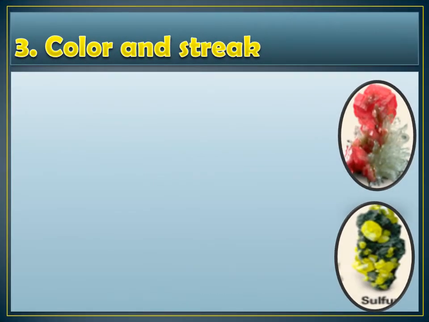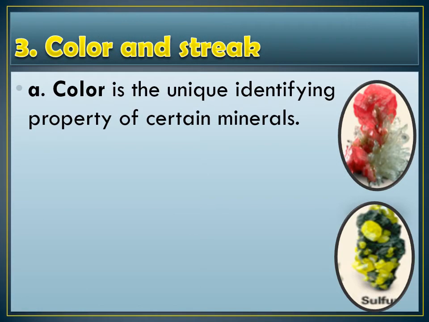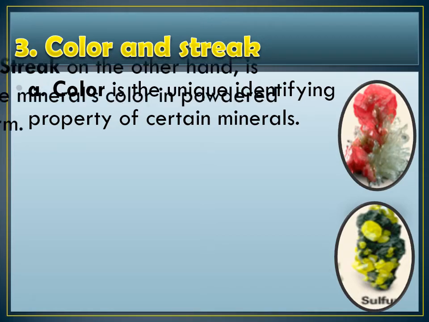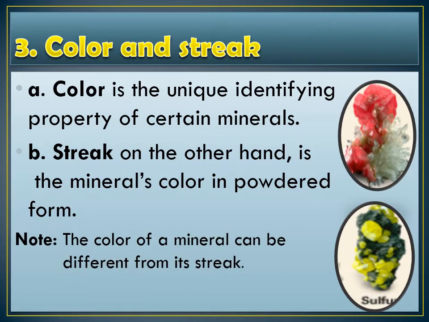Another mineral properties are color and streak. Color is the unique identifying property of certain minerals, while streak, on the other hand, is the mineral's color in powdered form. It is inherent in almost every mineral and is a more diagnostic property compared to color. A lot of minerals also can exhibit the same or similar colors. However, take note that the color of a mineral can be different from its streak.